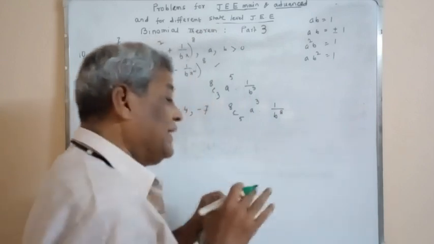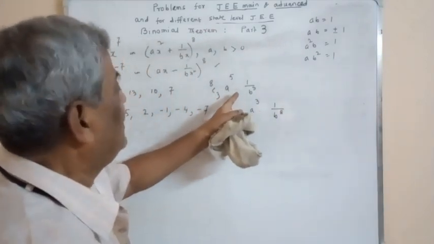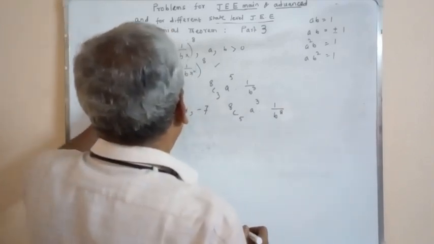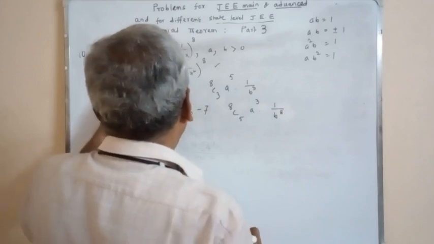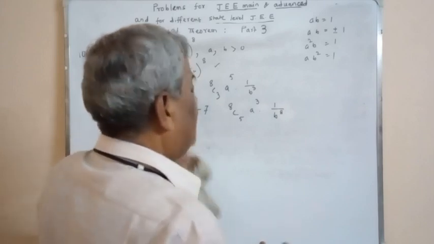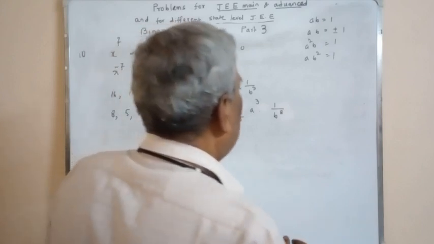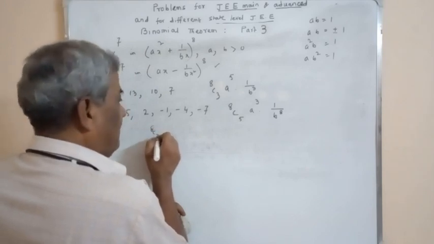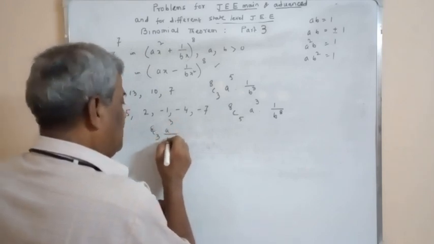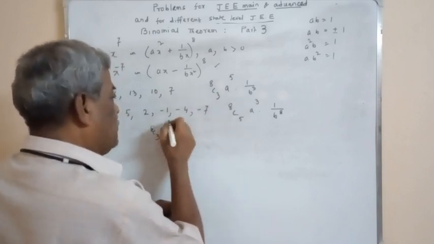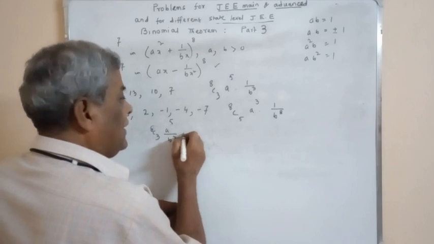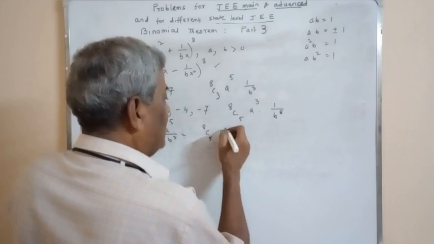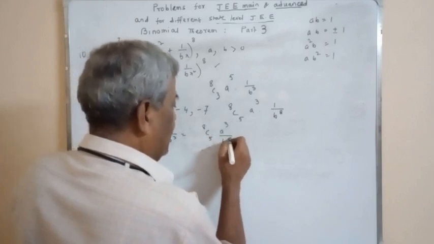I am taking the magnitude because we see only the magnitude. Given that the coefficient of x to the power 7 and the coefficient of x to the power minus 7 are equal, we must have 8C3 a to the power 5 by b cubed is equal to 8C5 a to the power 3 by b to the power 8.